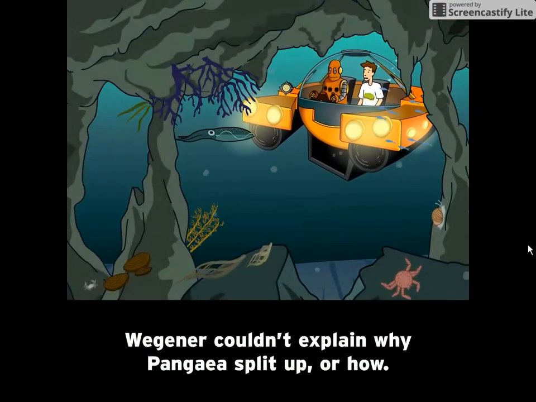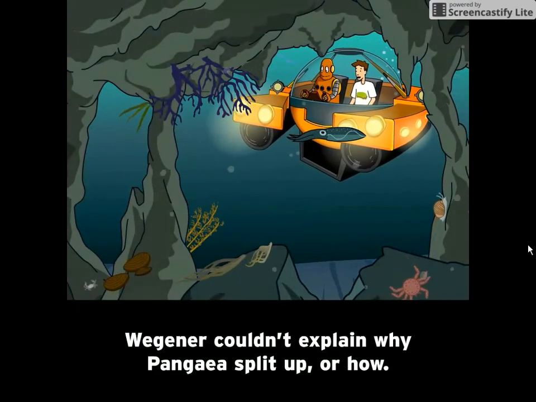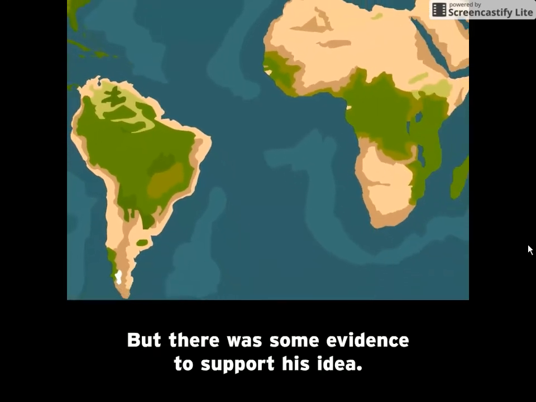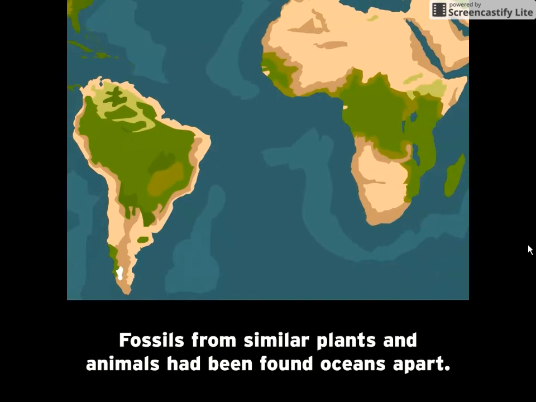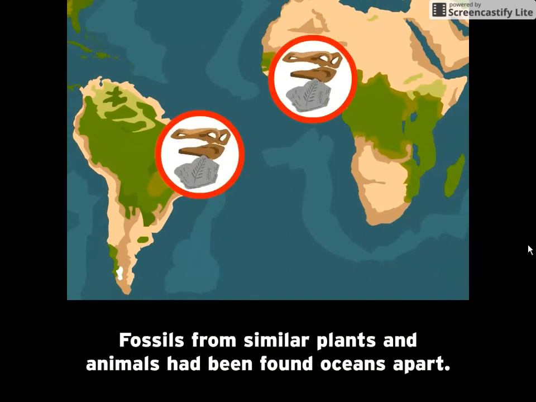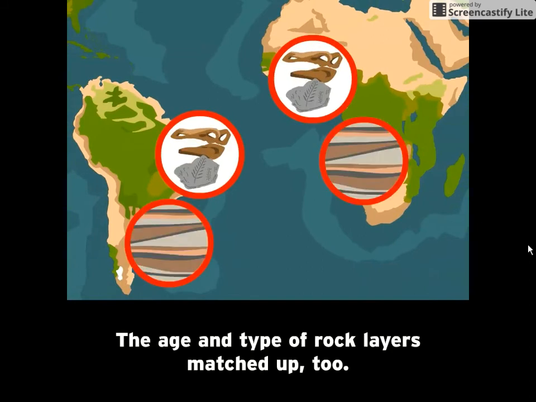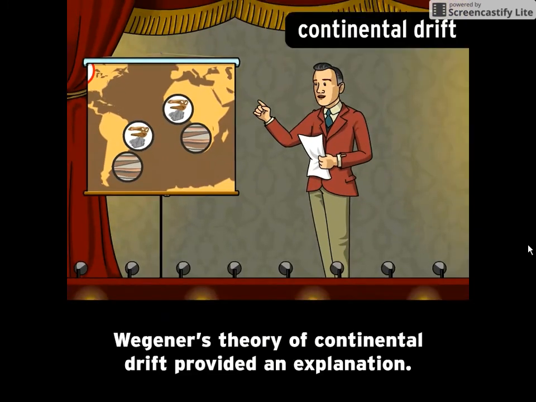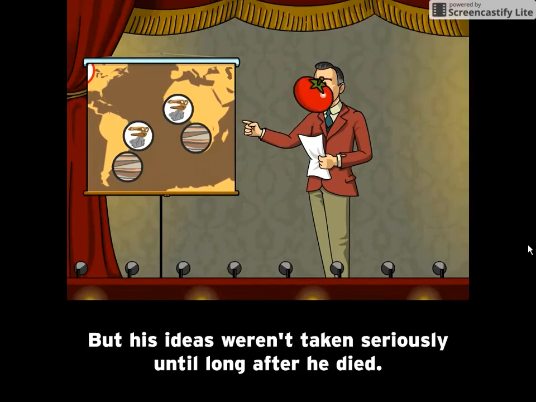Wegener couldn't explain why Pangaea split up or how. But there was some evidence to support his idea. Fossils from similar plants and animals have been found oceans apart. The age and type of rock layers matched up too. Wegener's theory of continental drift provided an explanation, but his ideas weren't taken seriously until long after he died.